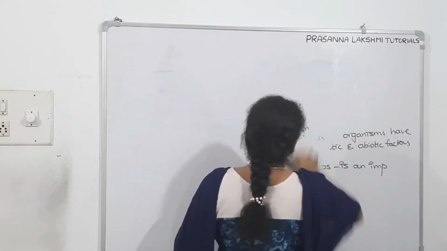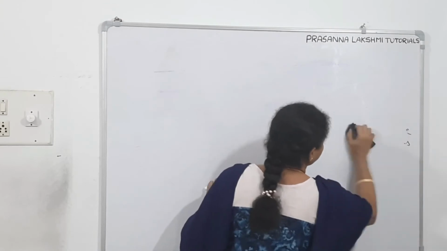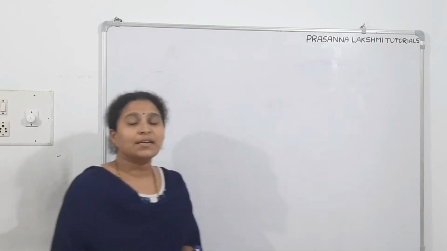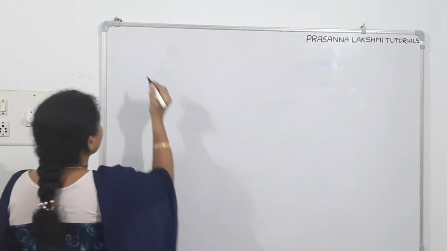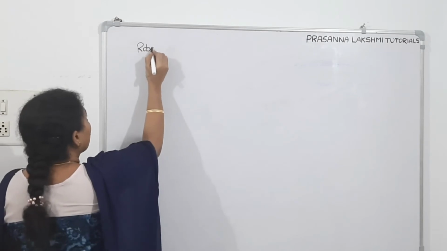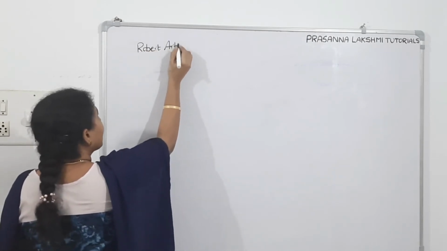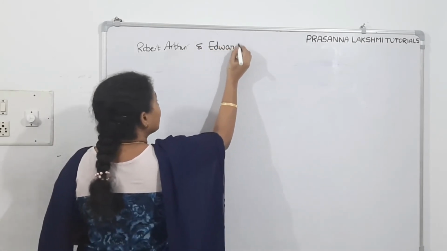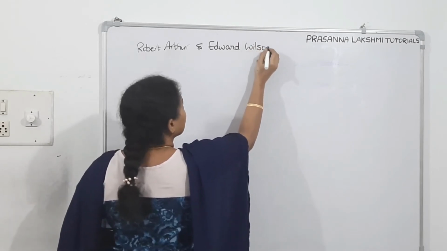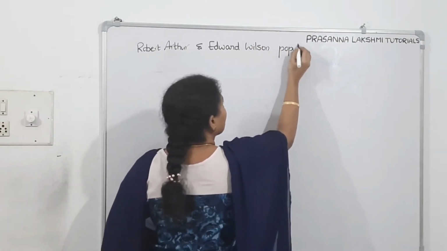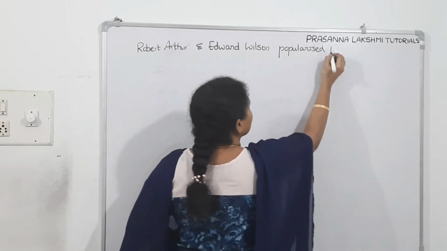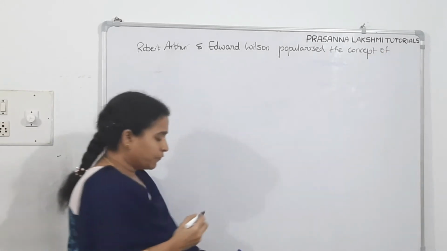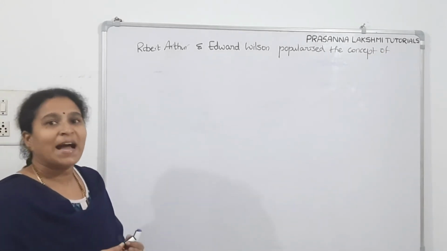So what are the names of the scientists who proposed R selection and K selection? Robert Arthur and Edward Wilson. Let us write down: Robert Arthur and Edward Wilson. They popularized the concept of R selected species and K selected species.